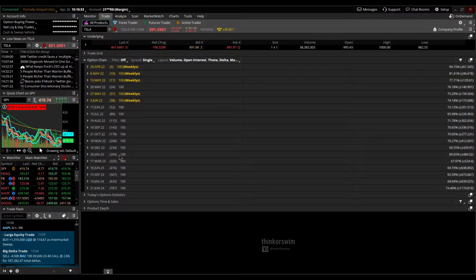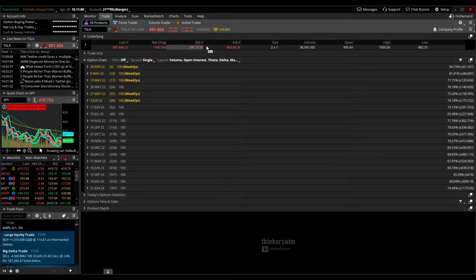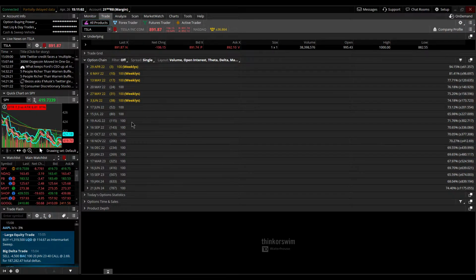So here's the options chain in Thinkorswim. Up top, you're just going to have normal stock information, price, how much it changed, bid ask, volume, all that stuff. Normal, what you would have with a stock price. Here you have the actual options chain.